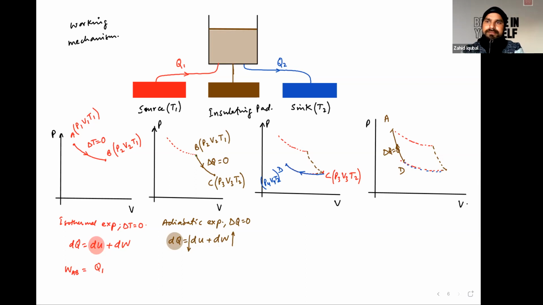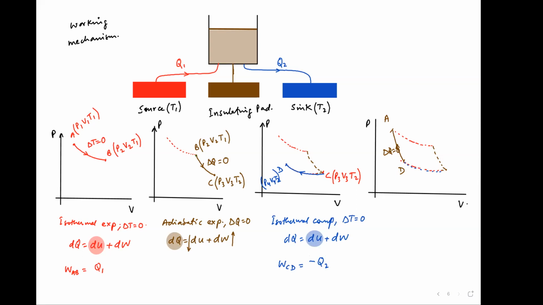And third, it is isothermal compression. Delta T equals 0. So dQ equals dU plus dW. Again, there is no change in internal energy, so dU will be 0. But in this part, the gas is compressing down, so work done will be negative. It means heat will be ejected out from the system. So work done along this part will be Q2 and will be negative. Is it clear?